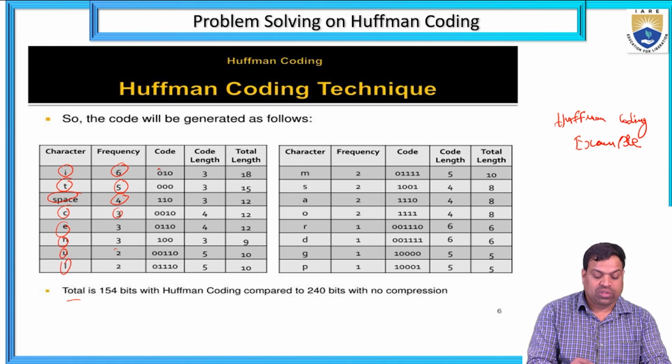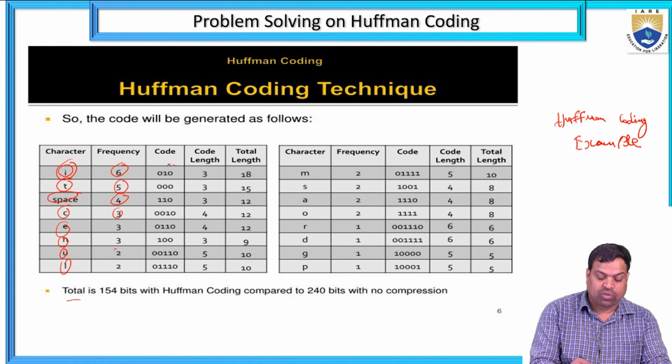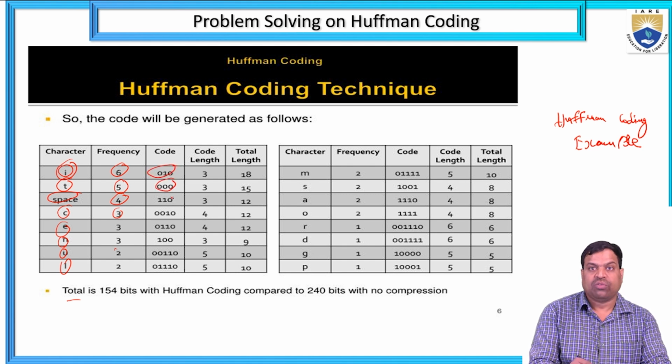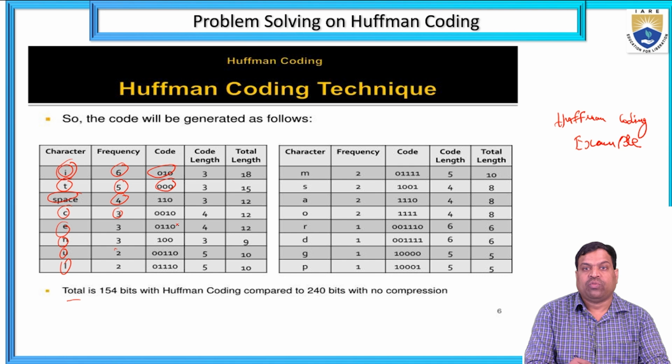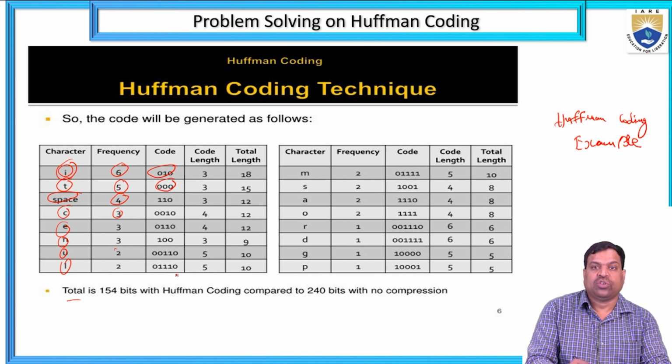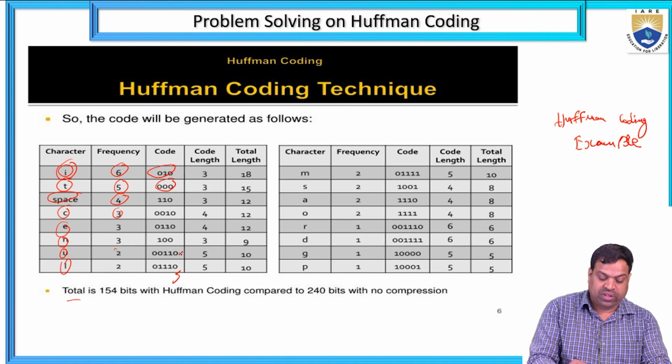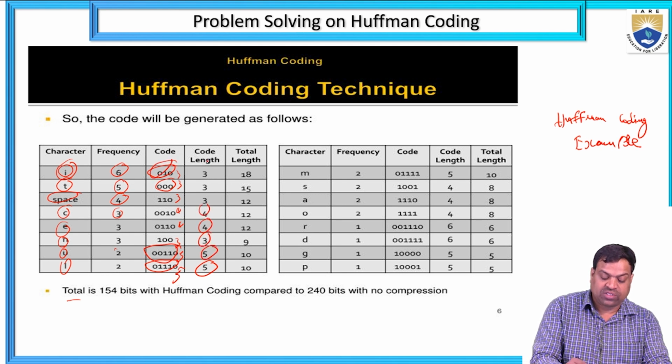It is a binary code. For the I character, the binary code is 010, 000, 110, 0010, 0110, 100, 100, 0100. It is a 5-bit code, and here 3-bit, 4-bit, 4-bit, 3-bit, 3-bit, 3-bit. So 5-bit means the code length is 5. Then 3, 4, 4, and 3 and 3, so it is a 3-bit and 3-bit.